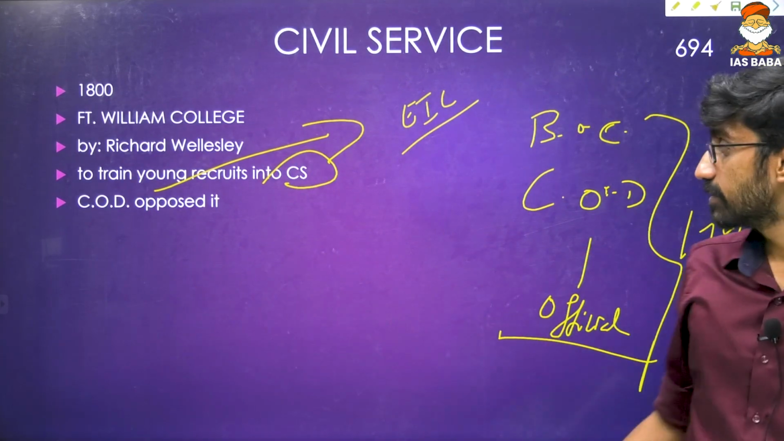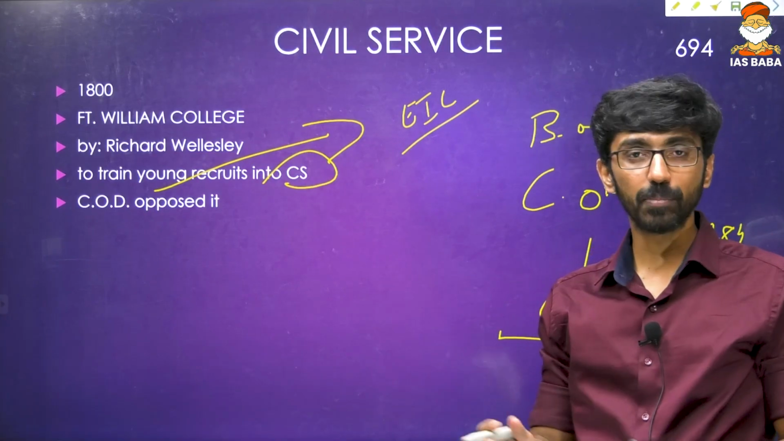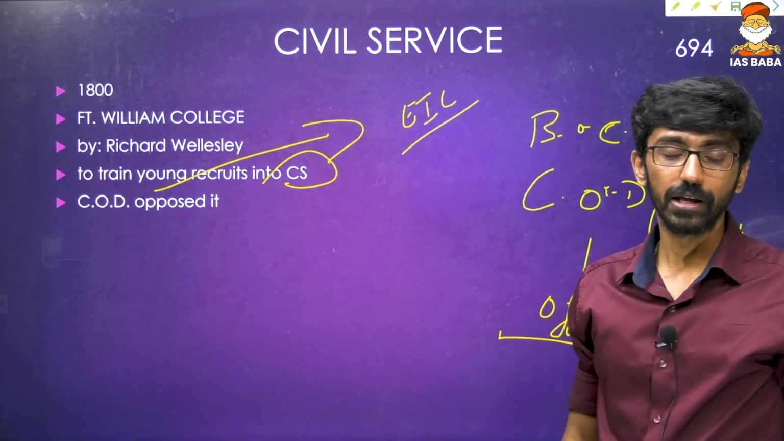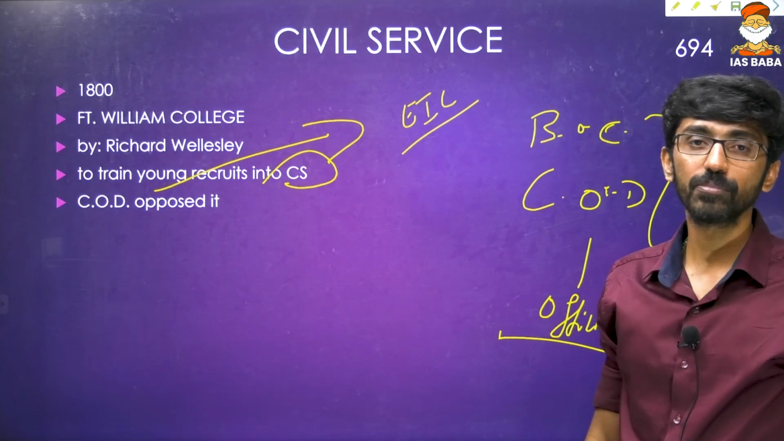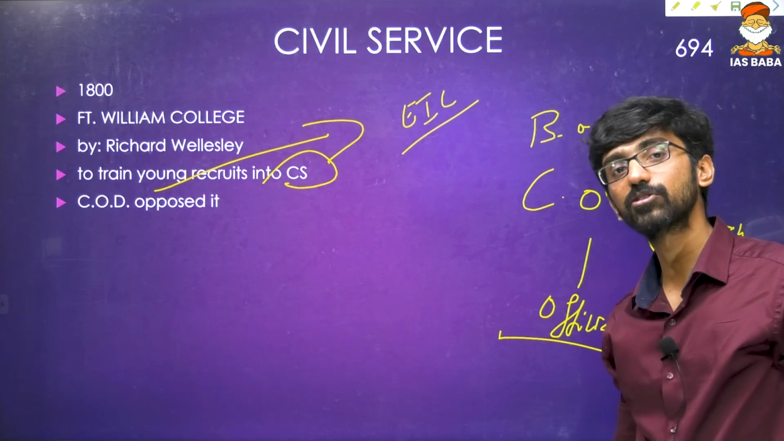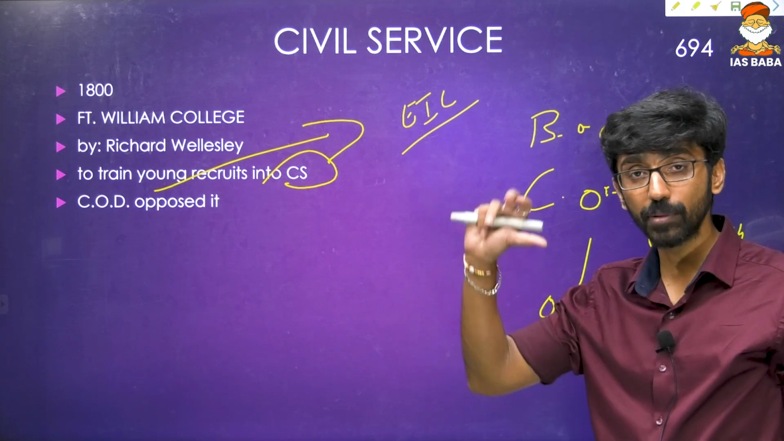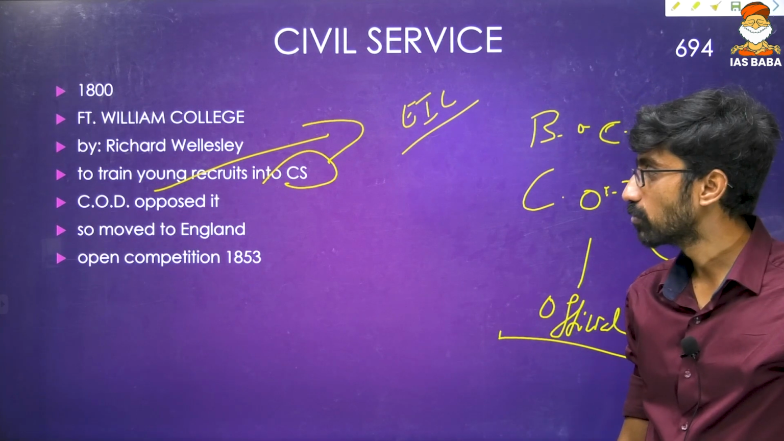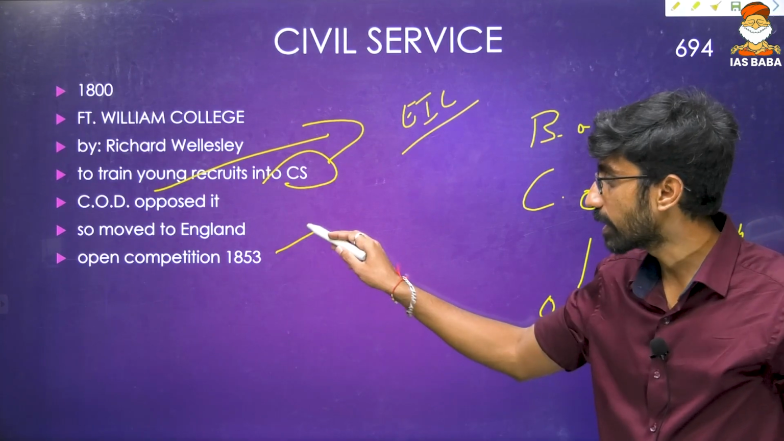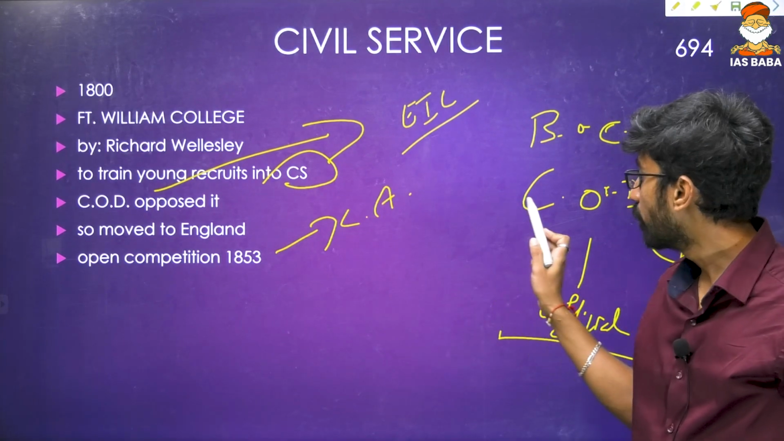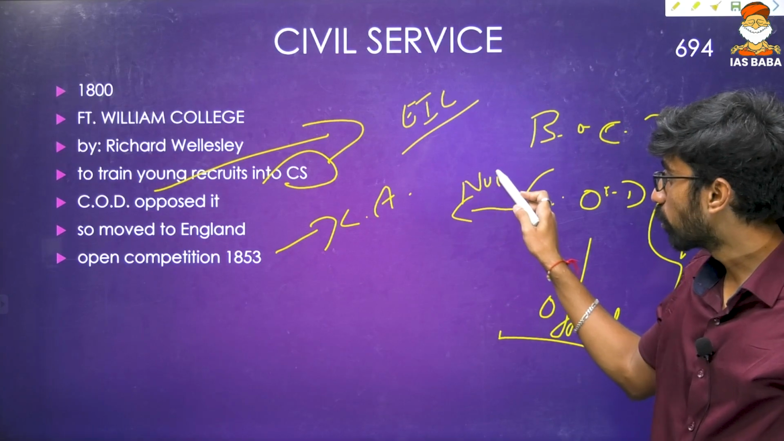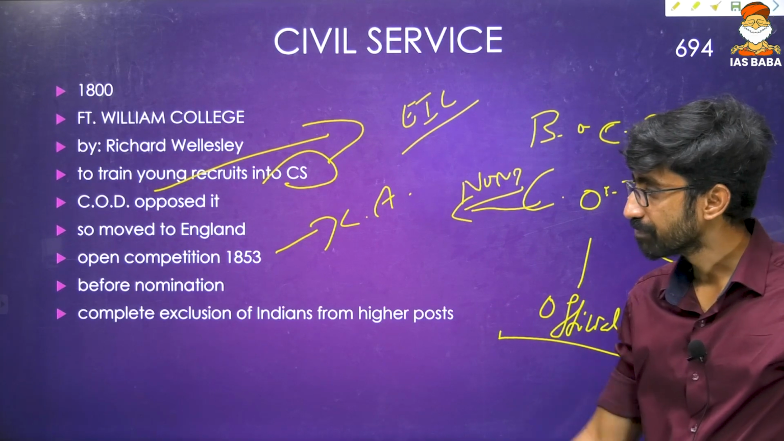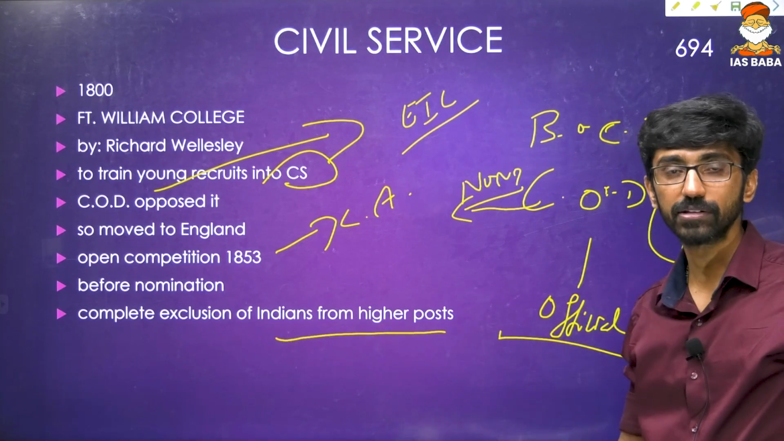So they had the privilege to nominate their favorite persons to the Indian civil service, which was one of the highest paid. They opposed having any training institution in India, because they wanted to train civil servants according to British principles, not Indian principles, so that they would serve the mother country rather than Indian interest. So the Court of Directors opposed it, and training moved to England. And then of course, open competition was introduced in the 1853 Charter Act. Before that, nomination by the Court of Directors. Okay, so complete exclusion of Indians from the higher posts was always there.